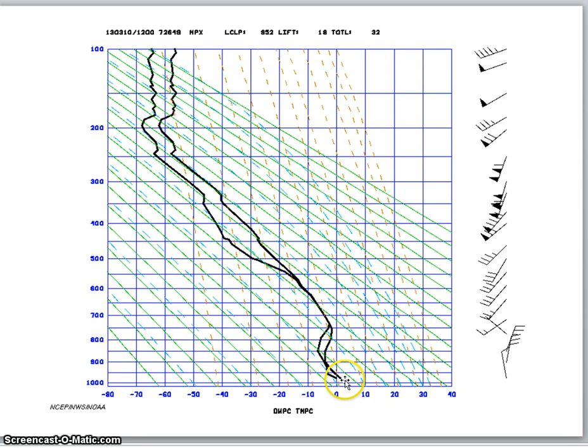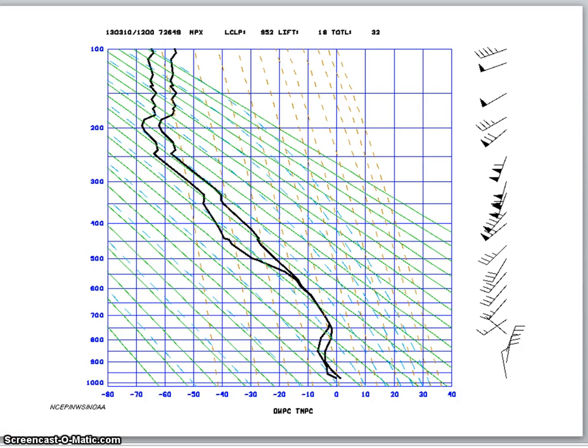So if you look at the temperature profile, if it skews off to the left, then it's unstable air, which means the air is getting colder. If it skews off to the right, it's stable air. If it's somewhere in between there, then it's what they would consider neutral.